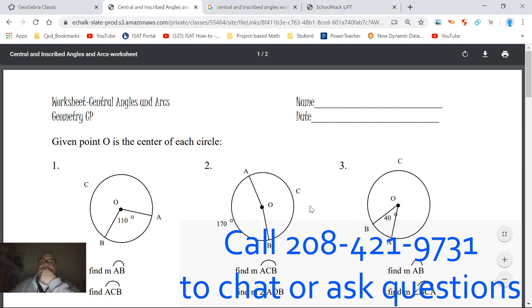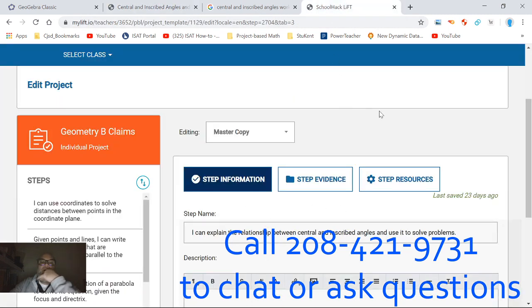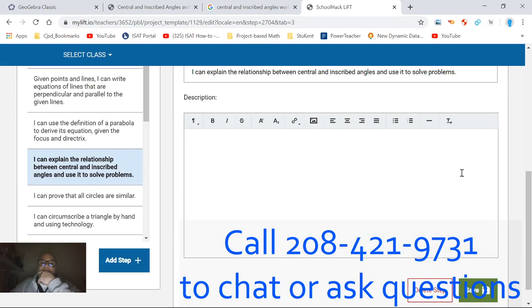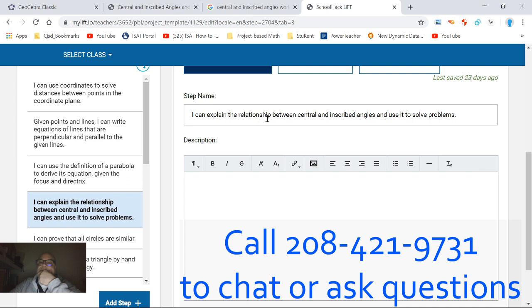You can use this worksheet if you want. Now, what kind of evidence would you need to create? You're going to need to prove that you can explain the relationship, right? And then you're going to need to use it to solve a problem or two, right? A couple of problems. So make sure you explain a problem that includes central and inscribed angles as well as their arcs.